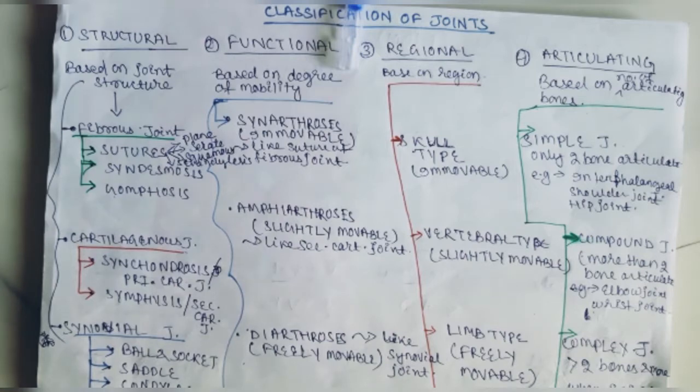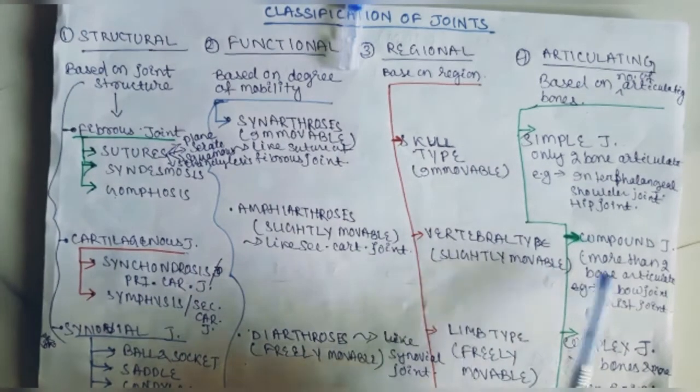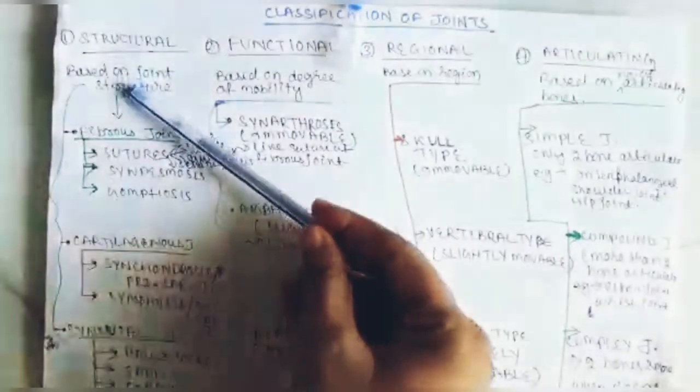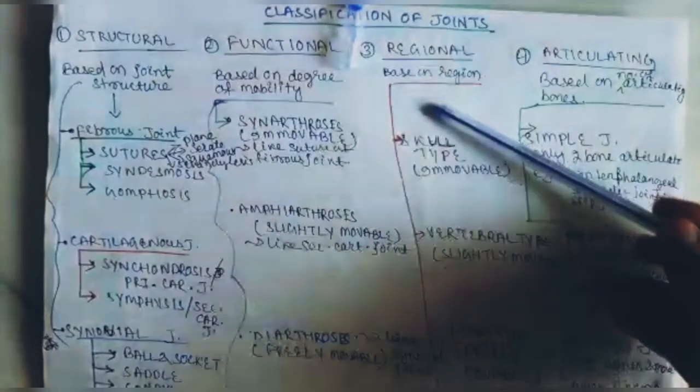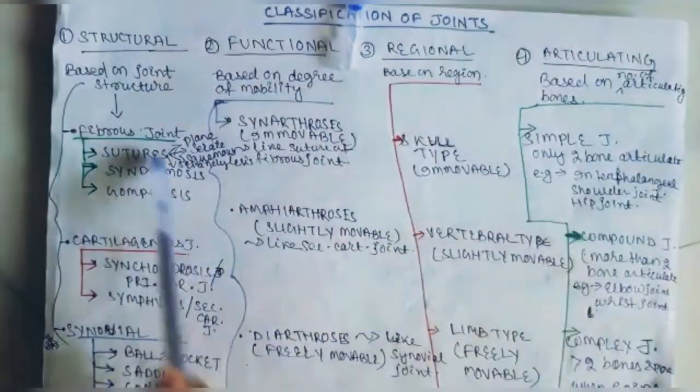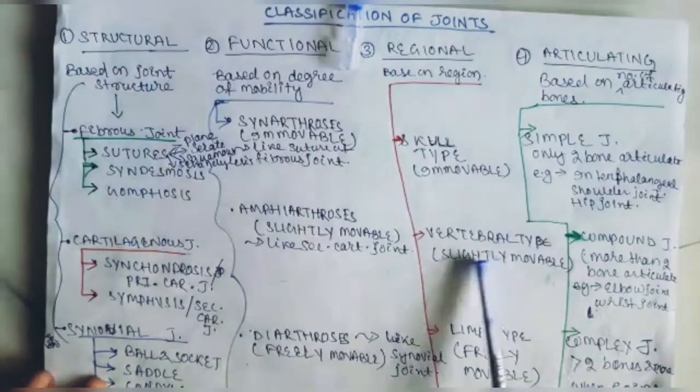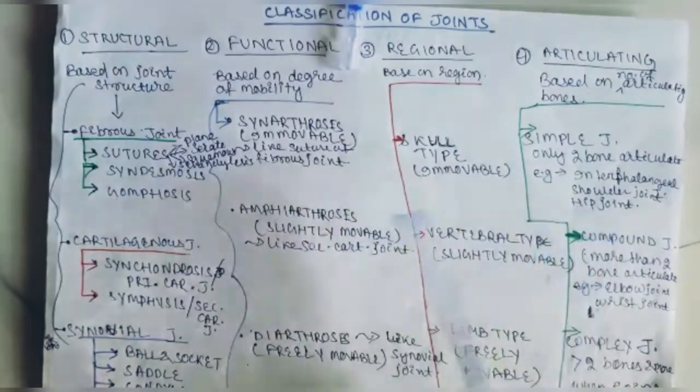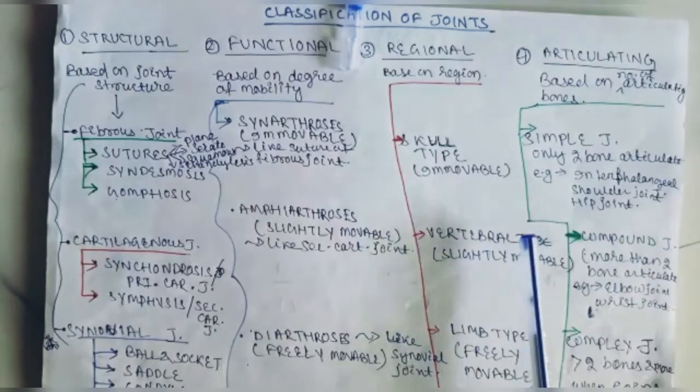See, all the joints present in our body have been classified first structurally. These are the joints you can see, and the same joints are differentiated in different ways according to functional, regional, and articulating classification. So don't be confused. The same joints you will find here, here, and here, because it is differentiated structurally, functionally, regionally, and articulatingly. The same joints appear in different categories.